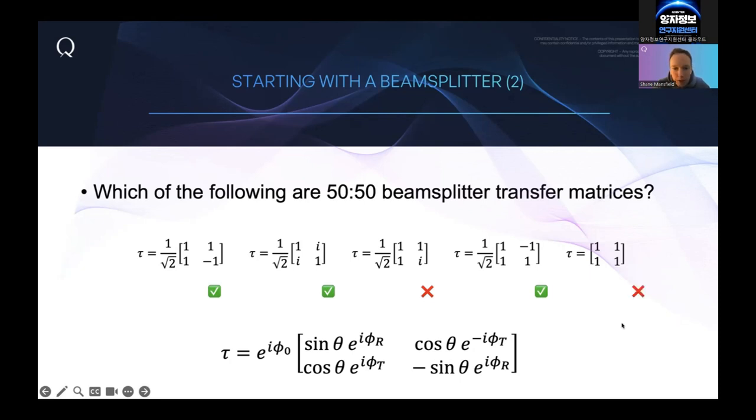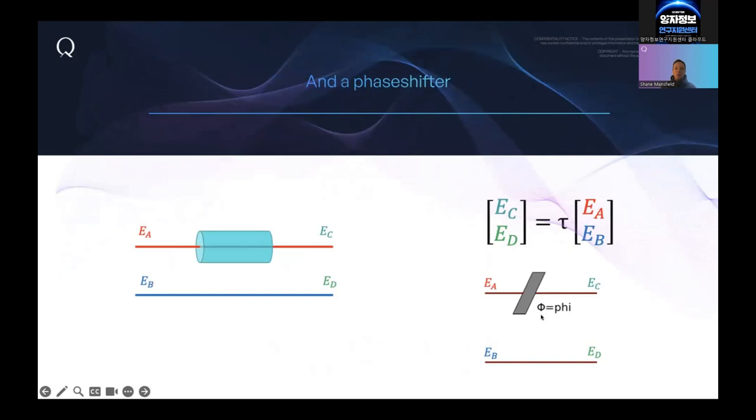And for the last, we'll see that this one also does not work out because on the diagonal, we're going to be missing a minus if we try to match everything up. So this is an interesting exercise just to test yourself on a few of these and see if you get the idea. All right, so moving on, those are the beam splitter matrices.